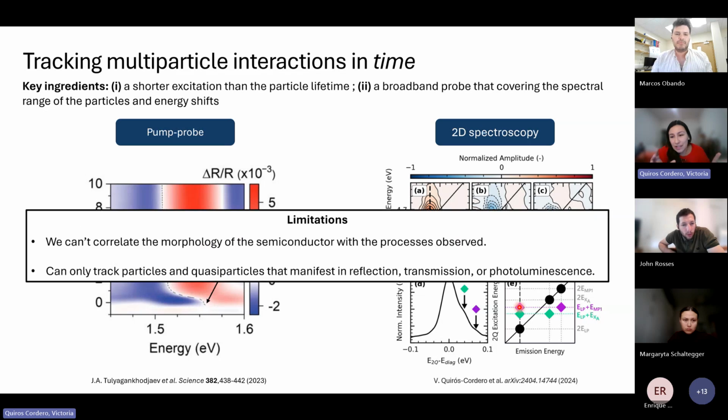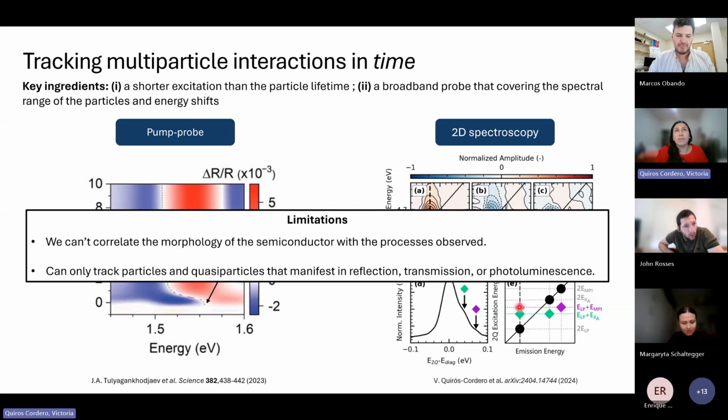Nevertheless, there are some limitations. The main limitations are that we cannot really correlate the morphology of the semiconductor with the processes observed. And also, we can only track particles and quasi-particles that have very strong manifestations in reflection, transmission, or photoluminescence.